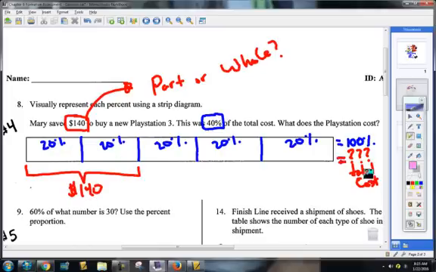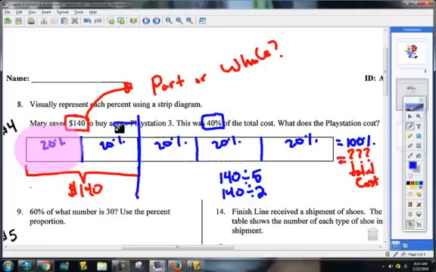Now remember, what's the whole goal of a strip diagram again? To figure out one little section. Now this is where these ones I think are a little bit more challenging than the previous one, because I think students get stuck on whether to do 140 divided by 5, because there are 5 sections, or whether to do 140 divided by 2. Well, you got to realize that 140 only represents this from here over.